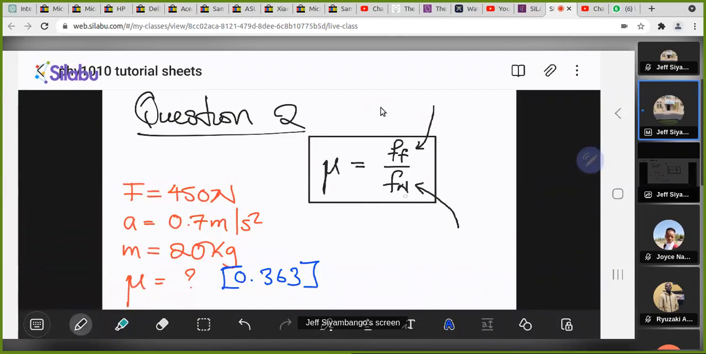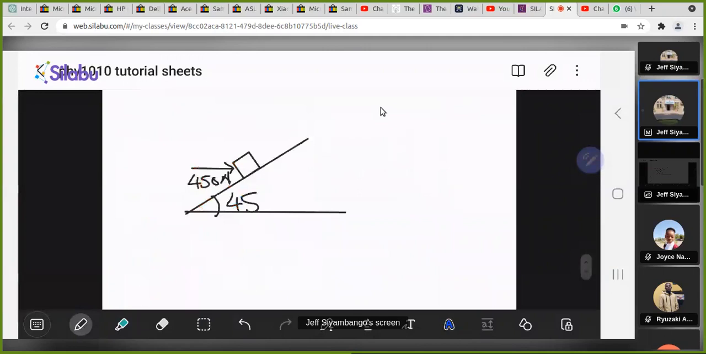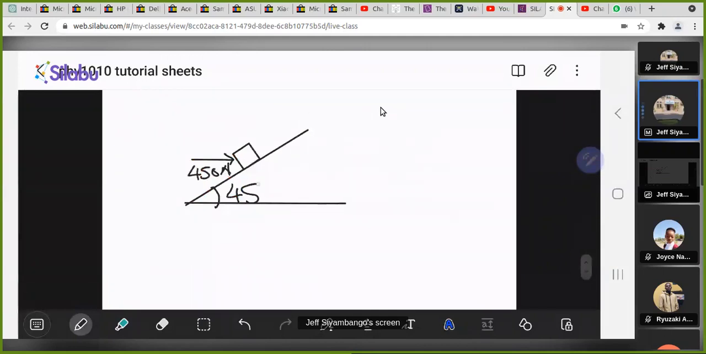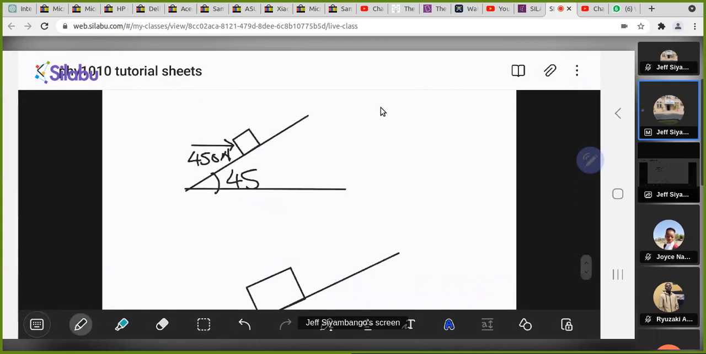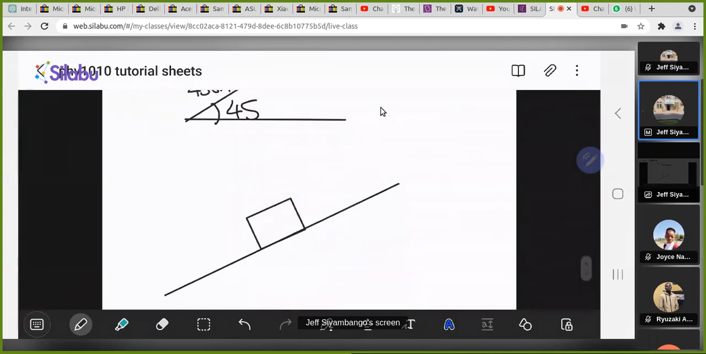Now, that is where the job starts. Where will the normal force come from? So I am looking for two forces. I need to know all the forces present. So if I had, let's say, a plane like this one, with an object here. In this case, we're being told that we have a horizontal force. This 450 is a horizontal force. I think it was specified in the question.